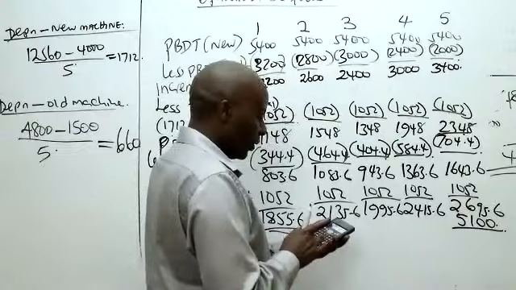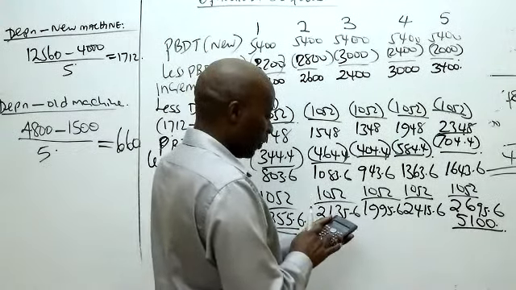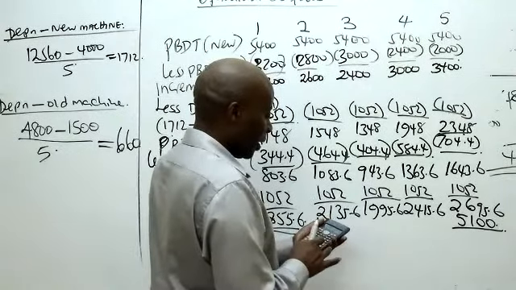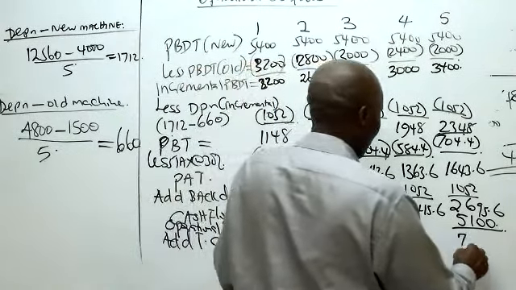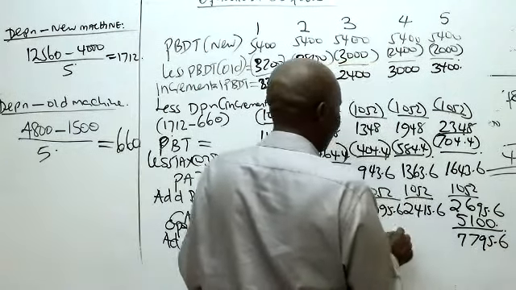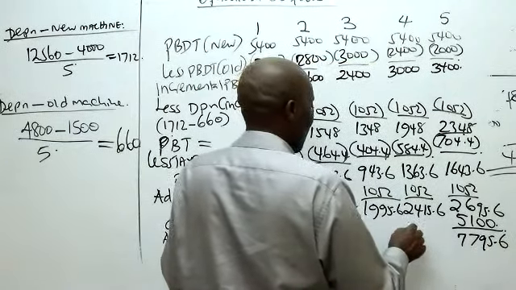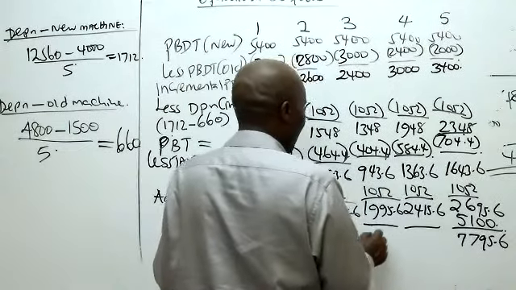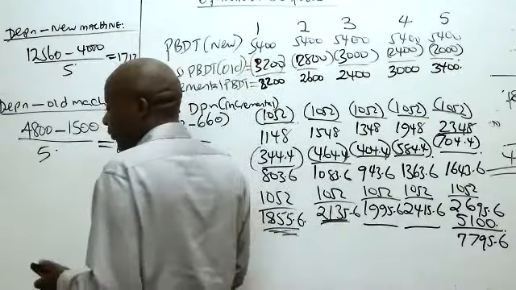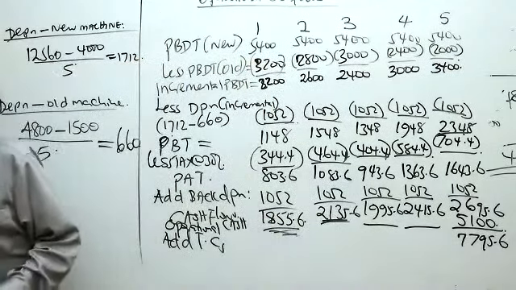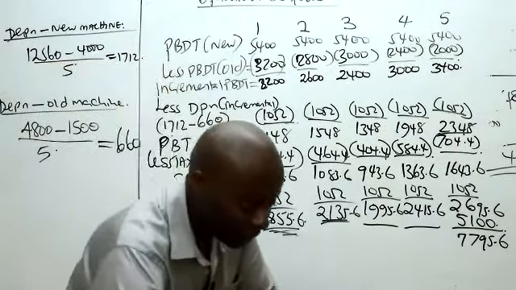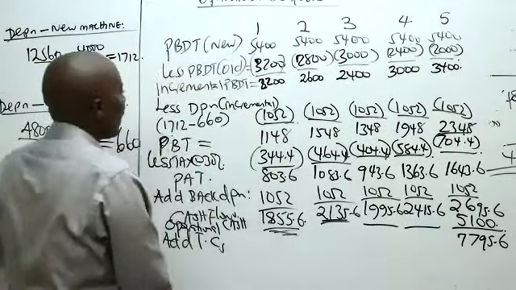So we have here 2695.6 plus 5,100, which will give us 7795.6 like that. And then all the other figures will remain like that. Now, ladies and gentlemen, if that is the case, kindly come here and give us.